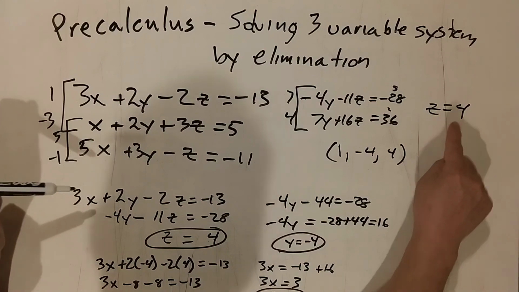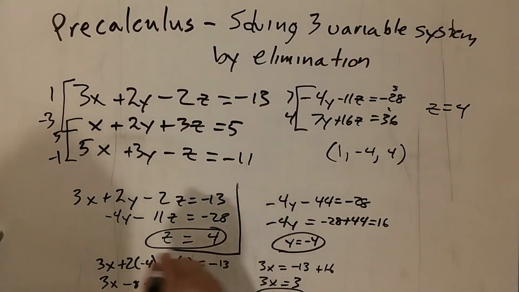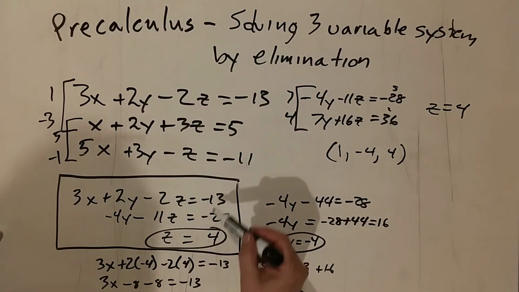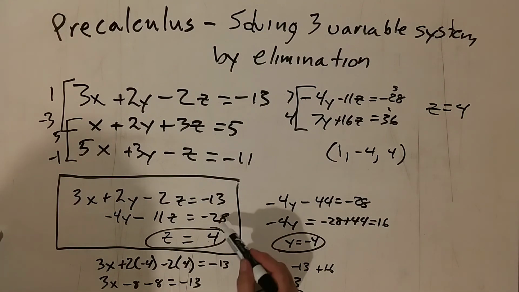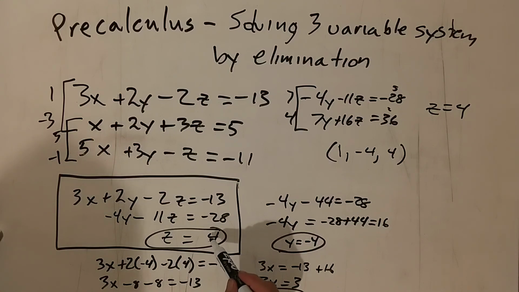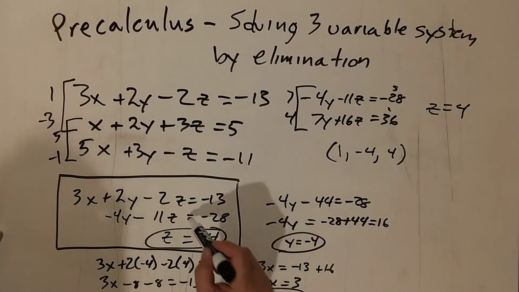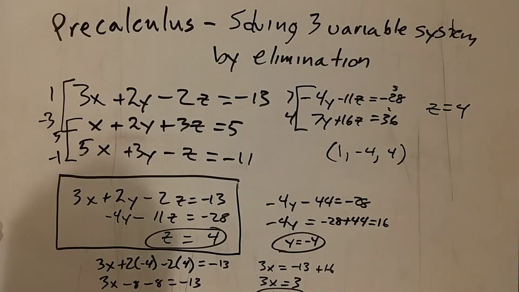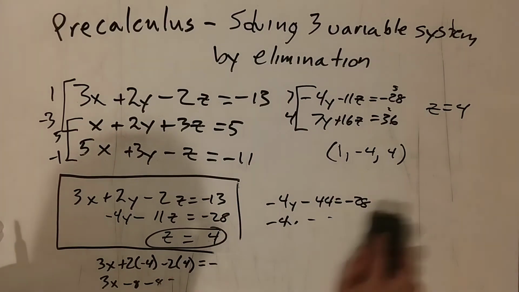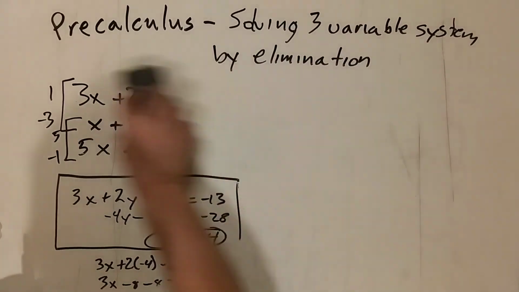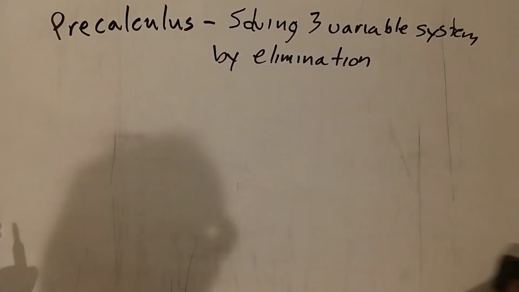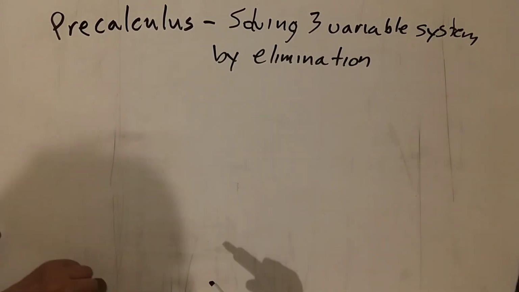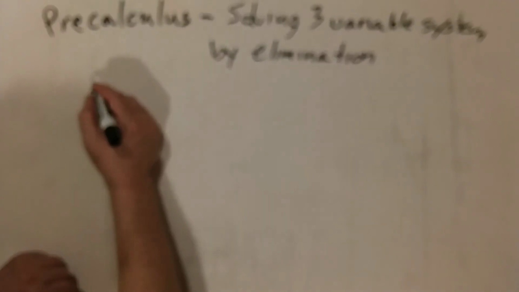Once I have z, then I have a descending order of the system, written in an order of descending number of variables. I can use each one: z equals 4, plug it into the one above, use y and z to plug it into the top one, and then you find x. That's the method that we use with three variables. Notice it's simply the application of the elimination method in two variables multiple times.